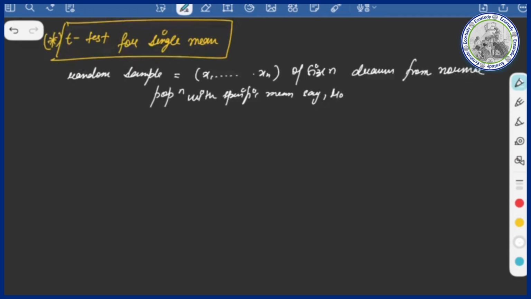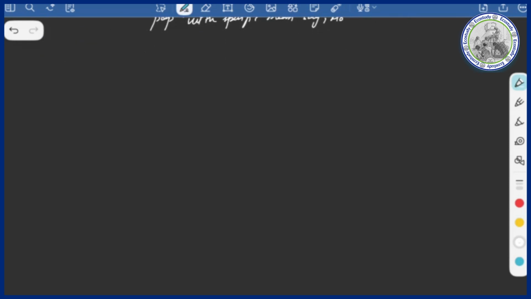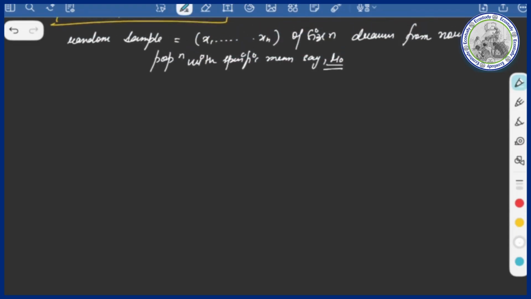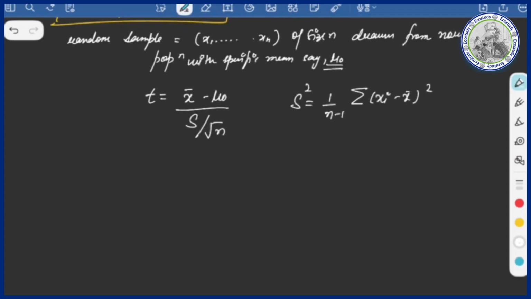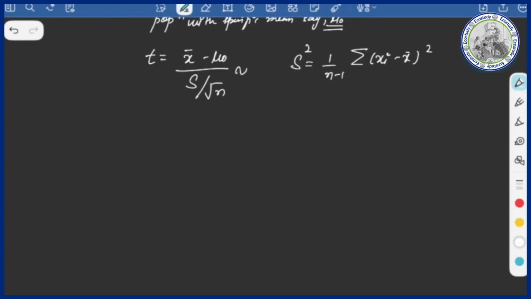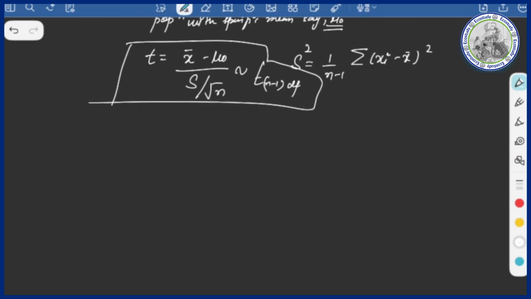The sample mean differs significantly. The population mean is given, mu naught. So what will be the t statistic here? The t statistic will be x bar minus mu naught divided by s into square root of n. What is s here? S is your sample variance, calculated from the sum of xi minus x bar squared. It will follow the t distribution with n minus 1 degrees of freedom. We will see some examples so that you will know it much better. I am just giving you a short overview.